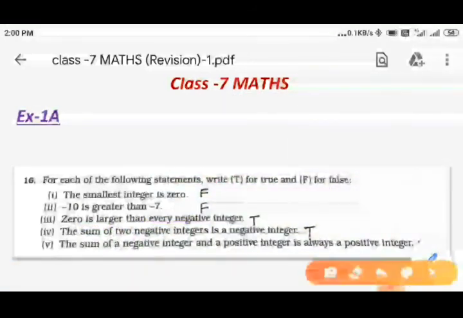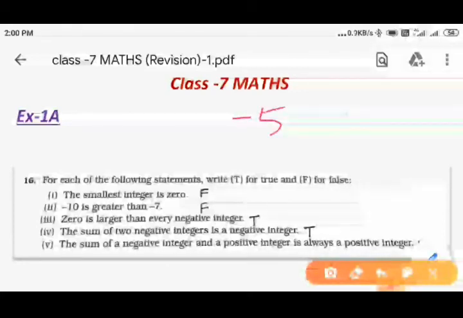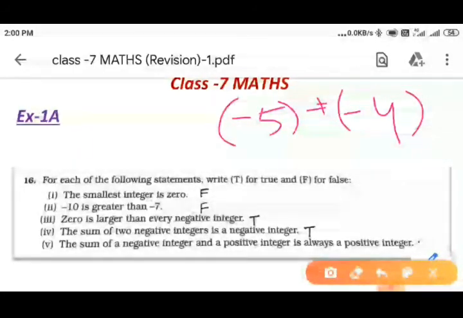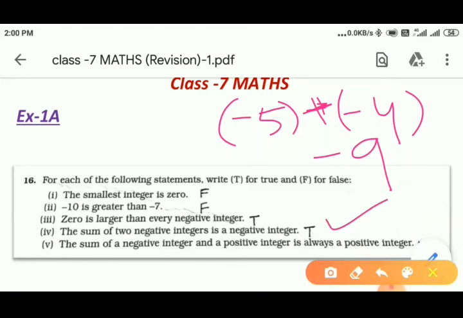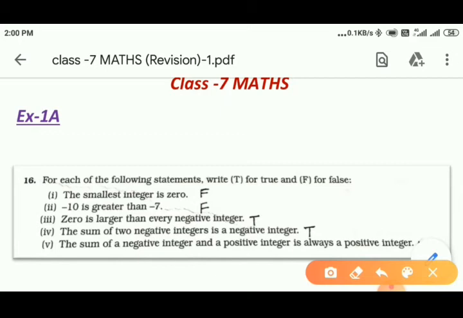Is that clear? Now the fourth one is: the sum of two negative integers is a negative integer. Children, if you are adding two negative numbers, like I am adding negative 5 and negative 4, what do you think the answer will be? Of course negative 9, because if both the numbers are with a negative sign, the answer will be with a negative sign. So it is also saying the same thing: the sum of two negative integers is a negative integer. So it is true.